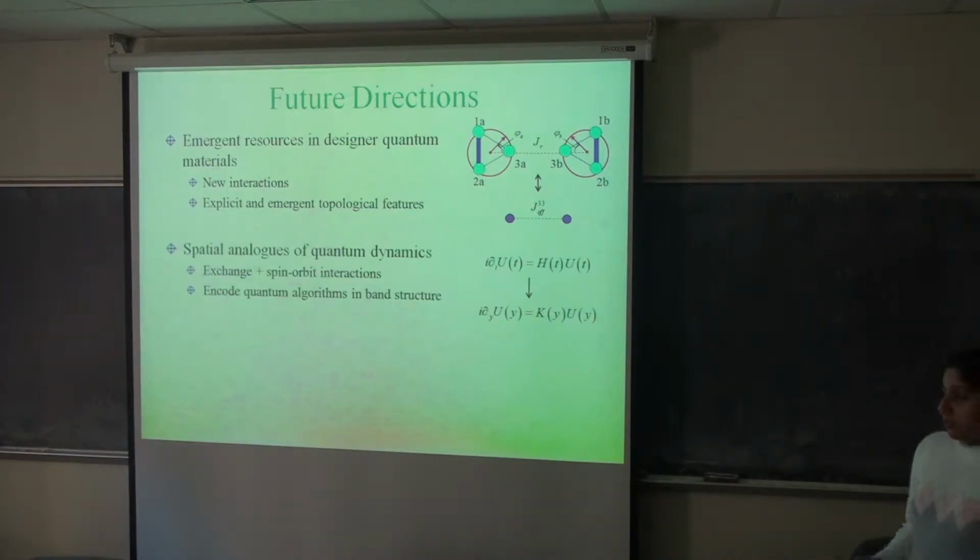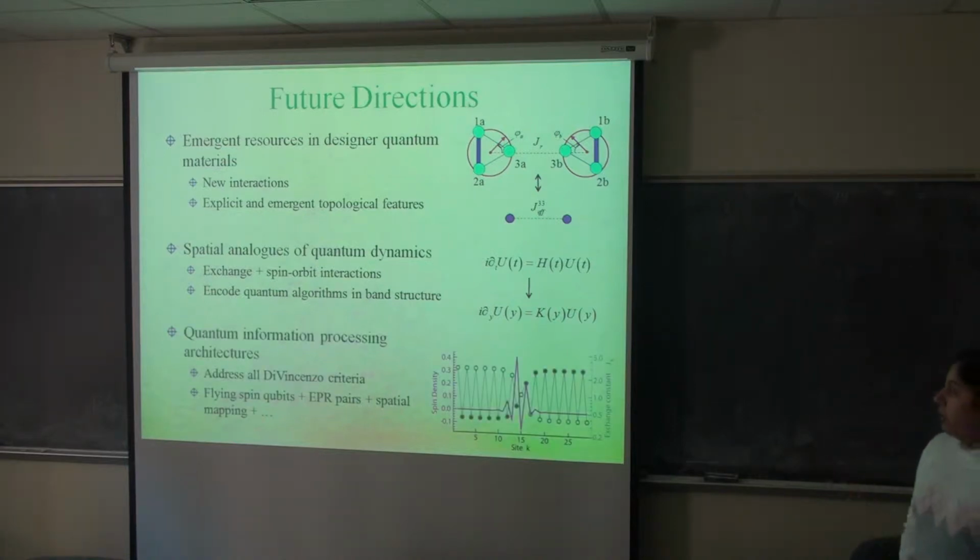So another possible direction we could take involves extending the scope of spatial analogs of quantum dynamics. And we might do this by, for example, constructing designer quantum materials using both exchange and spin-orbit interactions. And this might enable us to generalize this single spin qubit spatially encoded gates to 2-qubit gates, and perhaps even encode quantum algorithms into the band structure of the superlattice.